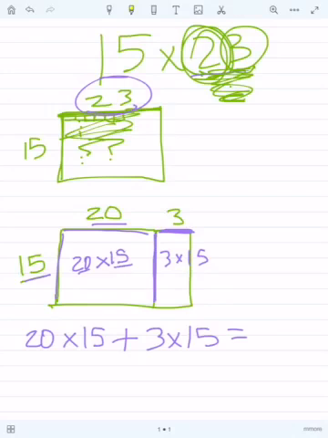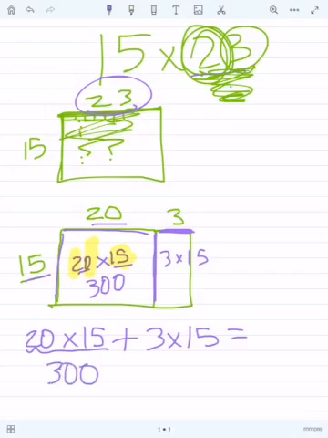All right, 20 times 15. Well, to do 20 times 15, I can just look at 15 times 2. So I need to double the 15. 15 plus 15, which will be 30. Know that off the top of my head, double. And then I have to attach this 0, and that'll be 300. So 20 times 15 gives me 300.